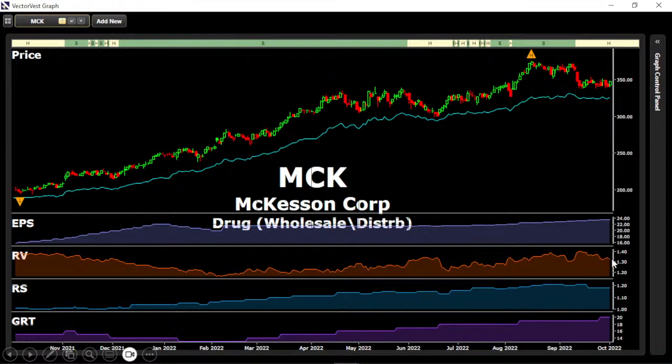Is it above 1 or below 1? Above 1 with RV, well above 1 with RS. Look at that earnings growth rate, right around 20% there. Again, hard right edge is October of 2022.